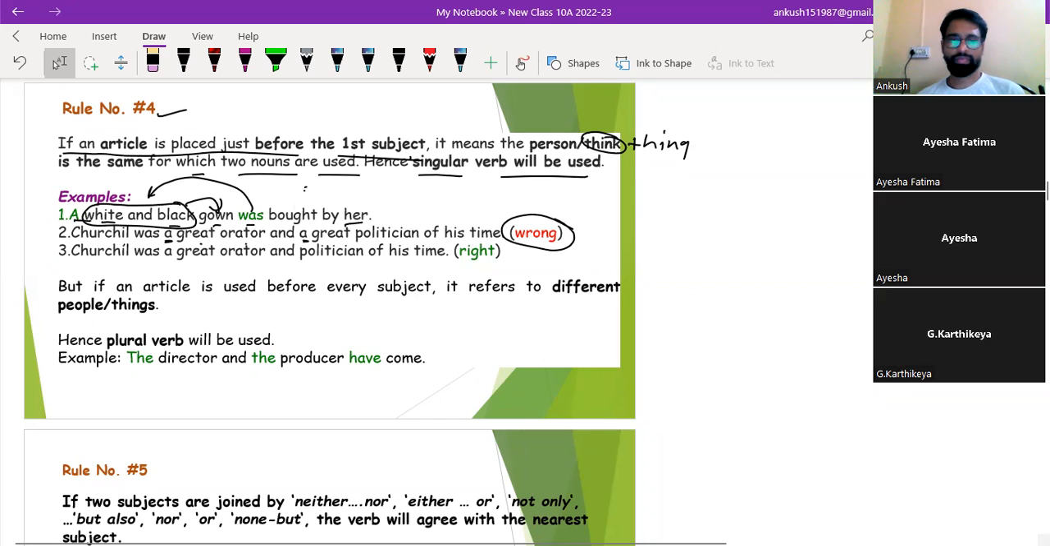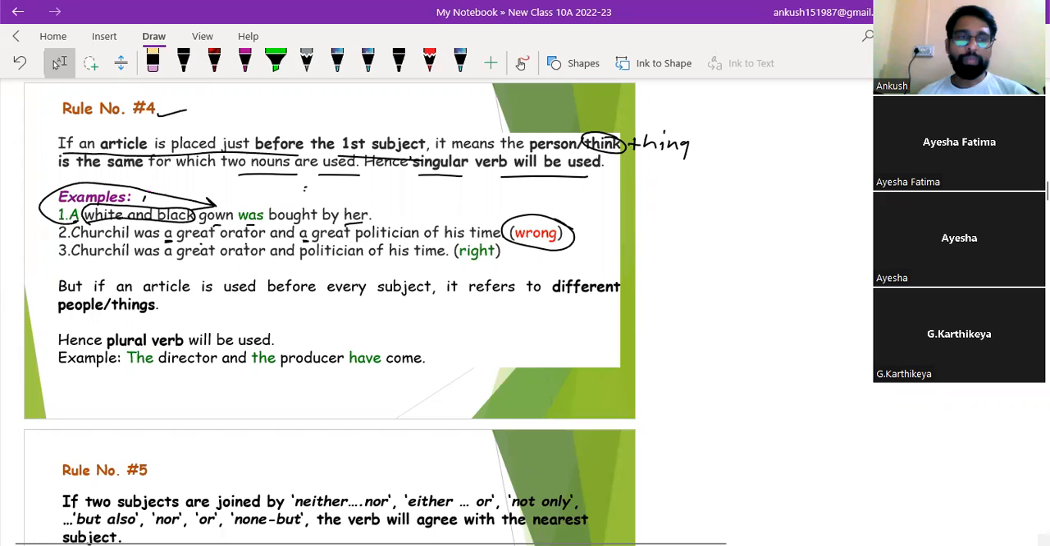In example 1, a white and black gown. So white and black is modifying the gown, right? These two words are working together to modify the word gown. Yes, sir. So won't it be called a compound adjective? Actually, this part is an adjective part. And before the adjective, you can use the article, and a is referring to a single one.